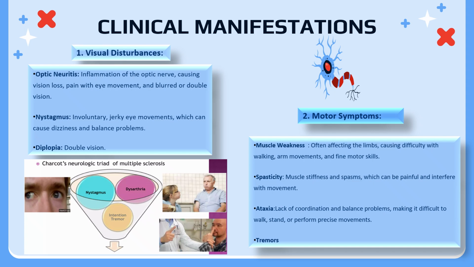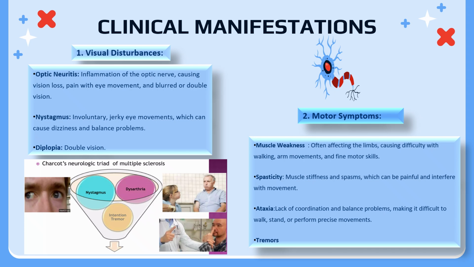Why I'm telling you about this particular triad is because it generally comes in your multiple choice questions. So you will see nystagmus, as I told you, is an involuntary jerky movement of your eyes. Dysarthria is basically a speech sound disorder, and you cannot articulate your words.